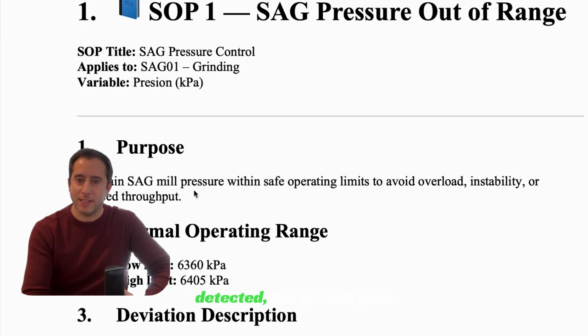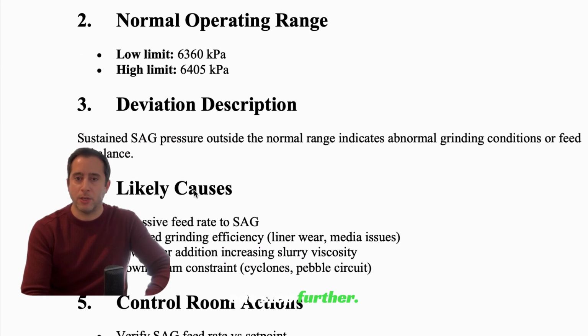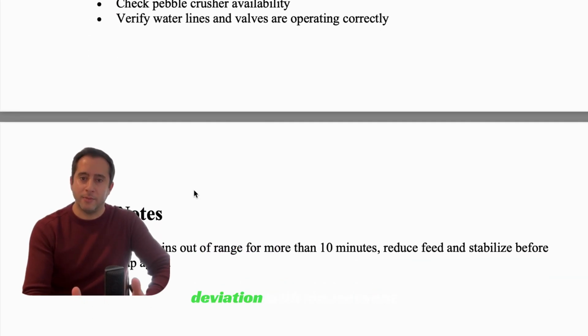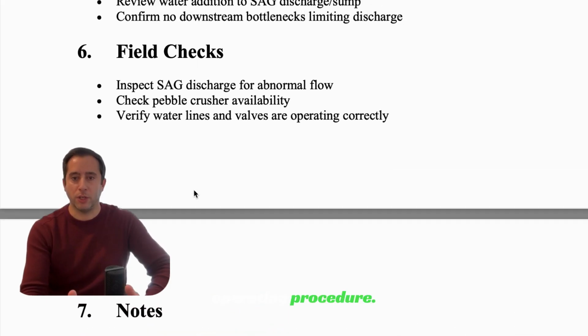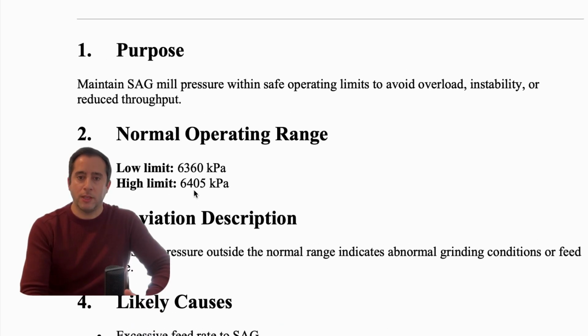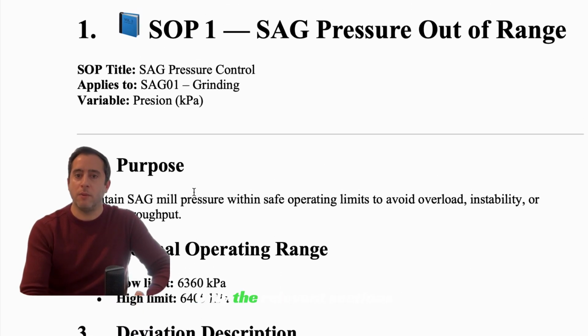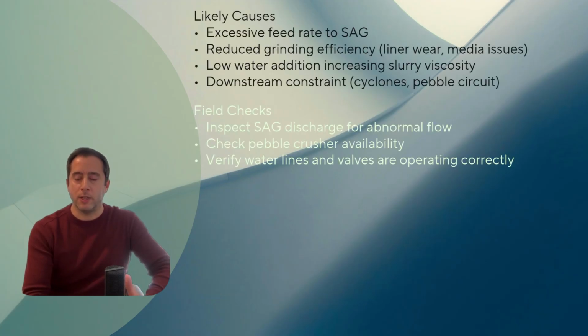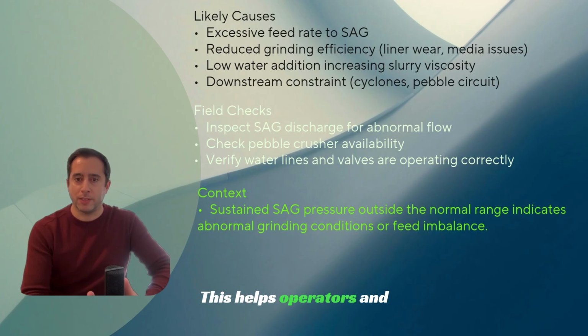Once a deviation is detected, the system goes one step further. Instead of leaving the response to memory or experience, it connects the deviation with the relevant operating procedure. SOPs are no longer static documents stored in folders. They are activated by data. Only the relevant sections are used. Likely causes, recommended checks, operational context. This helps operators and engineers focus immediately on what matters most. Root cause analysis does not start after the event. It starts as soon as the deviation appears.